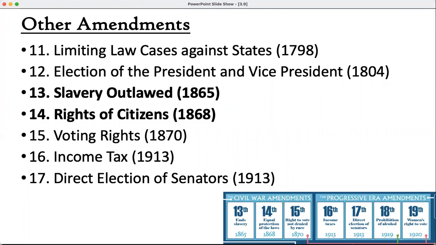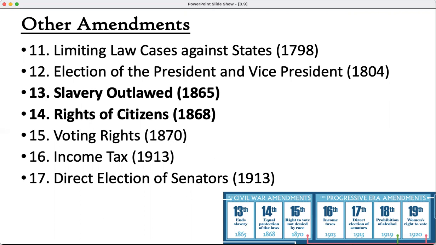All right, other amendments. We're going to go through these super fast. The 11th Amendment limits the number of cases you can bring against states. 12th Amendment looks at the election of the president and the vice president. 13th Amendment outlaws slavery. Big deal. It's a really big one to know. 14th Amendment talks about the rights of citizens. Again, one of the most important ones to know. If amendments you need to know: Bill of Rights, 13th Amendment, 14th Amendment. 15th Amendment's up there too. It looks at your voting rights.